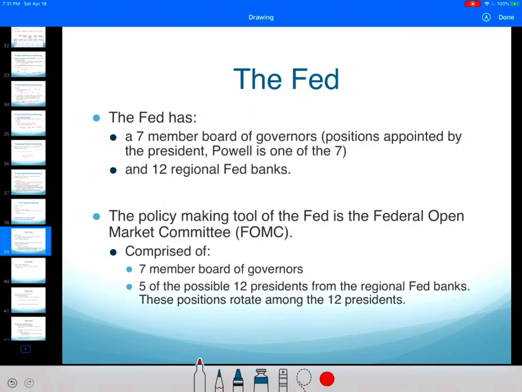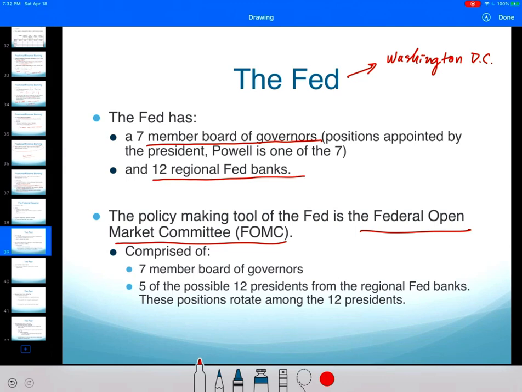Okay, so here's the structure of the Fed. They have two entities. They have a board of governors, and they also have what's called the Federal Open Market Committee. Now, the Fed for the U.S. is in Washington, D.C. In addition to the main central bank in Washington, D.C., they also have 12 regional federal banks.